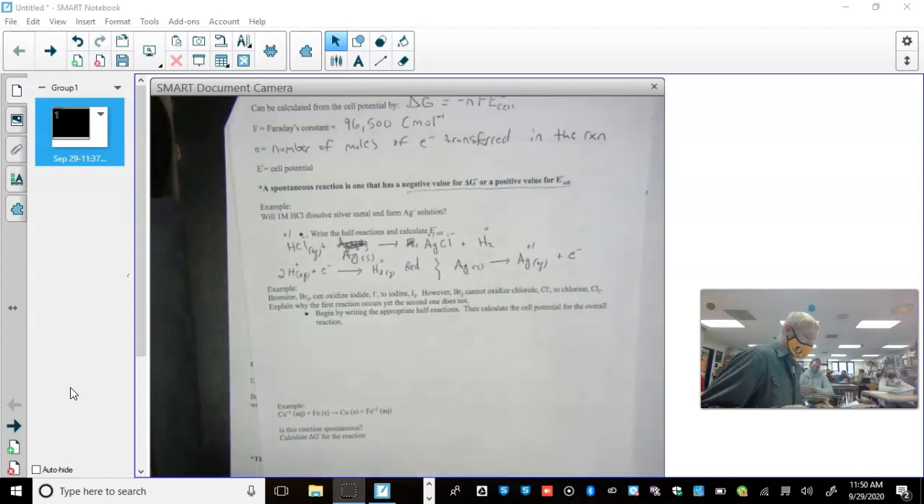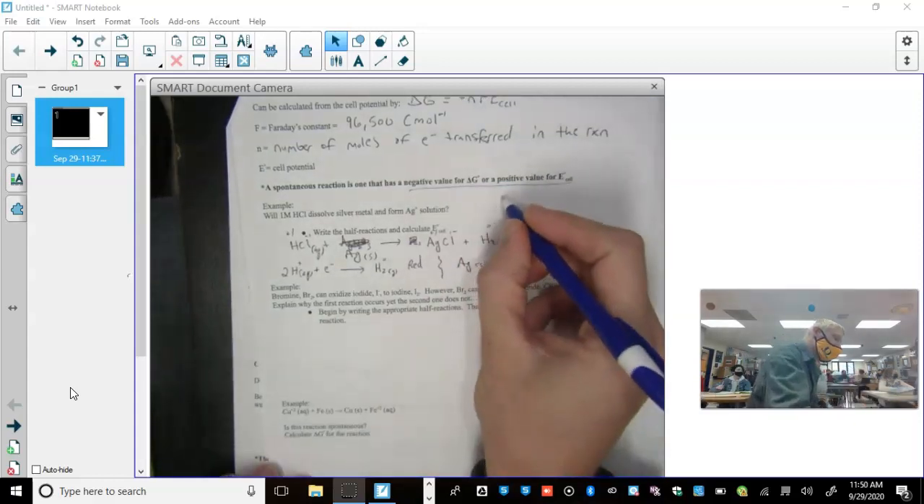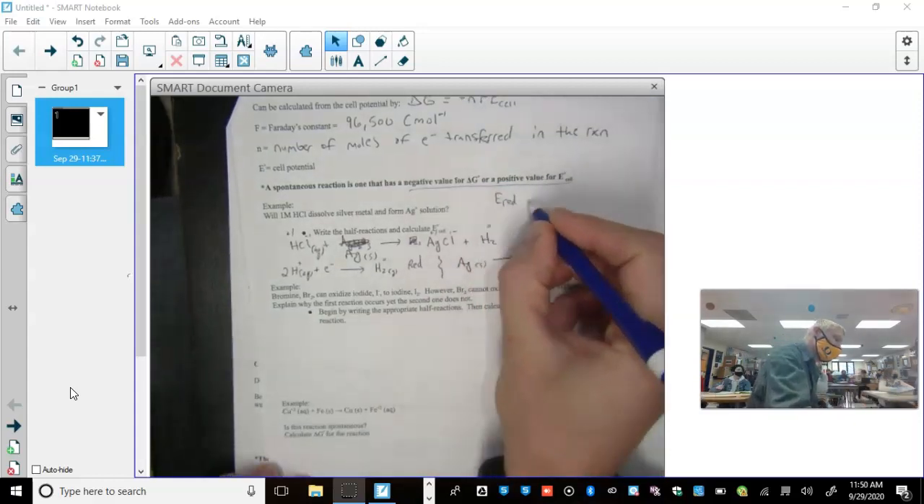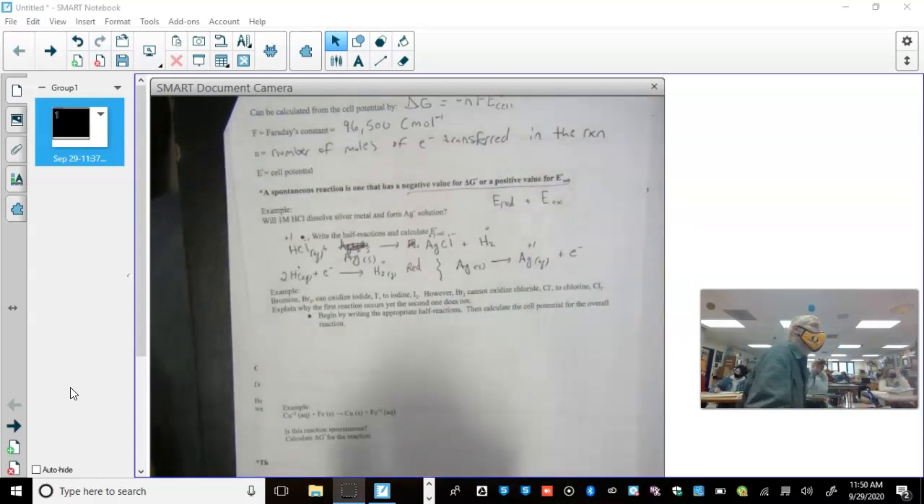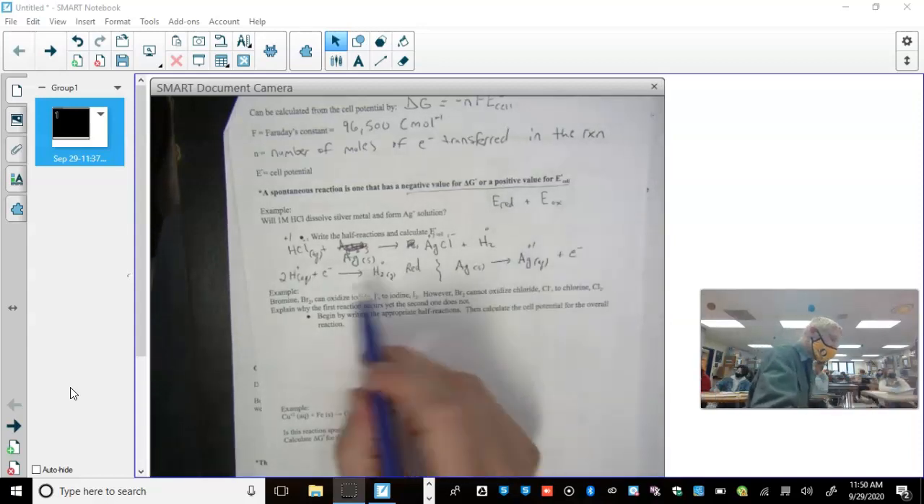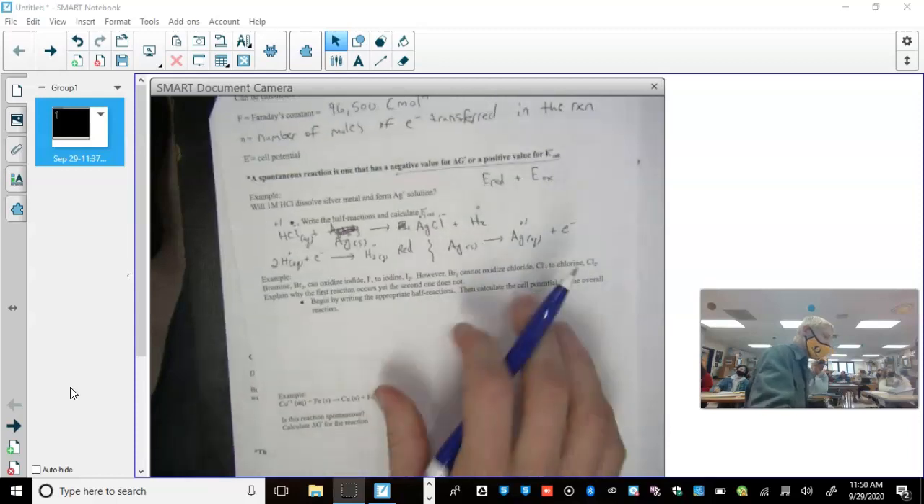Reduction plus oxidation. You got it. Had that reversed. So reduction plus oxidation. All right. So we're dealing with reduction, which is the hydrogen.